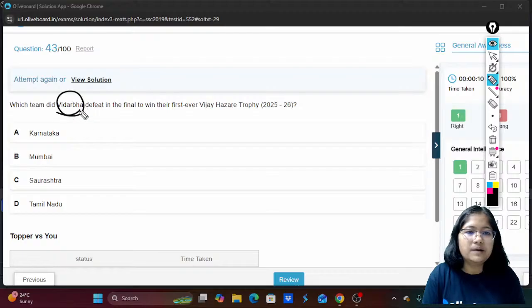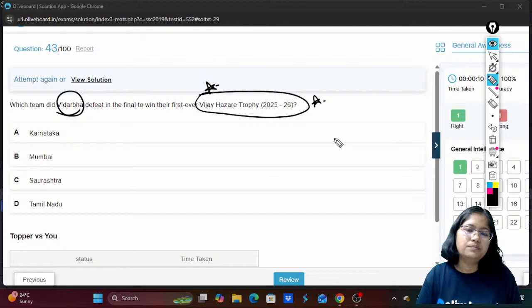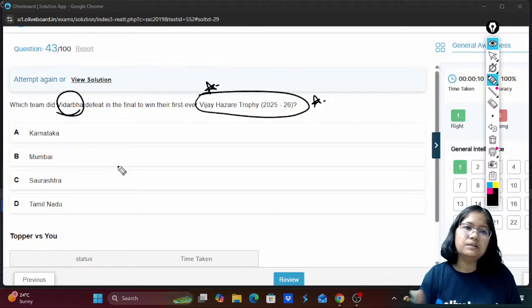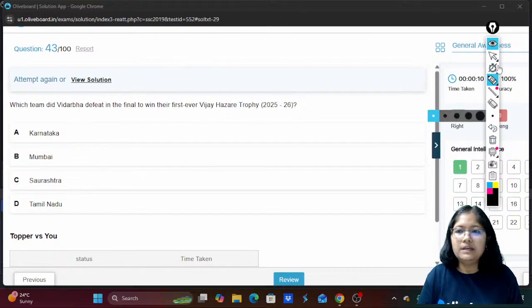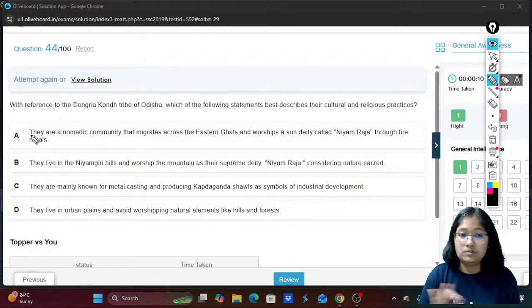Which team did Vidarbha defeat in the final to win the first ever Vijay Hazare Trophy? So again, the evergreen current affairs question, only the years will change and your answers will change, but the questions keep on coming, right? So from that perspective itself, you pay attention in the mocks that what trophies they are asking all the time. Like Nobel, the answers will change, but they are asking all the time, right? So the answer here is Saurashtra. Vidarbha defeated Saurashtra. Even if you look into the trend, many a times you will see plus minus first second positions remain like that. Okay, many a times, not all the times.